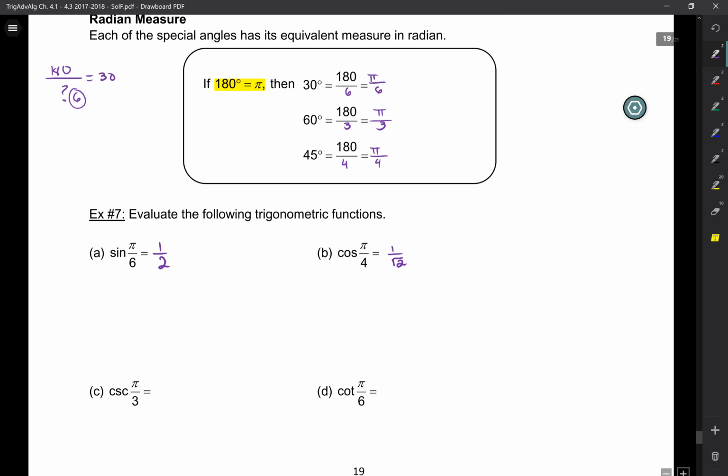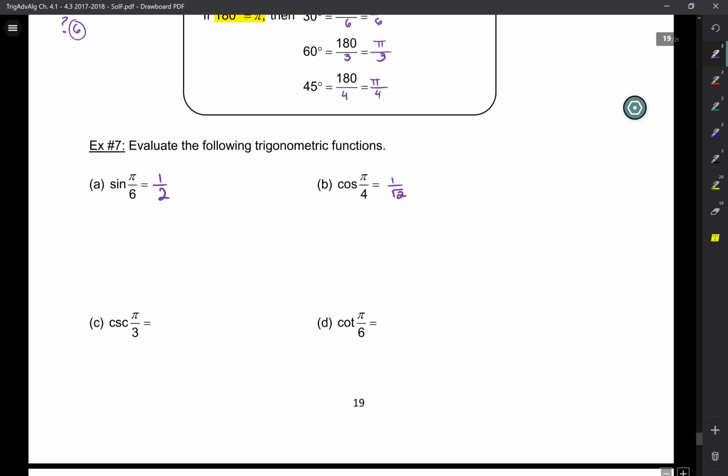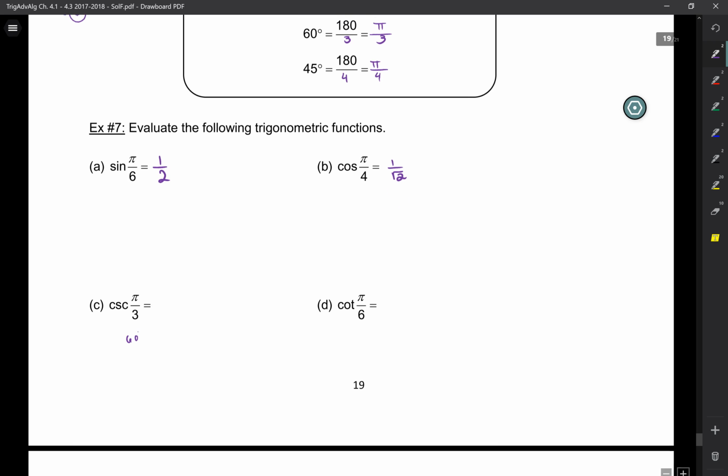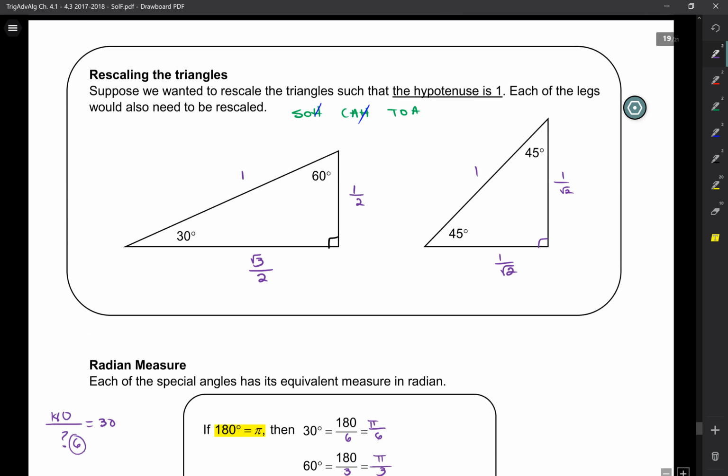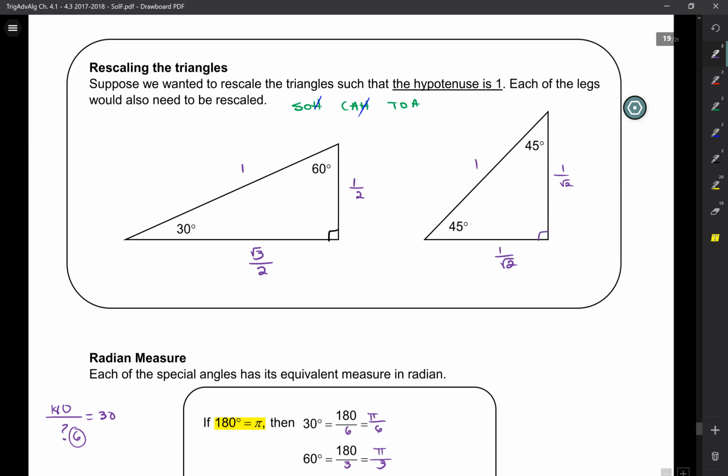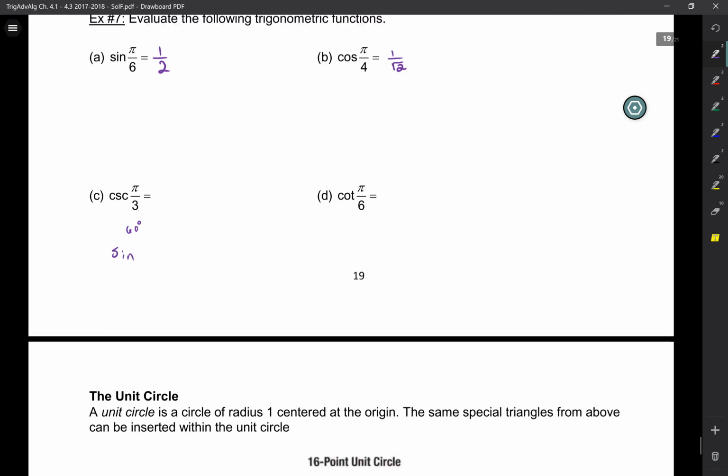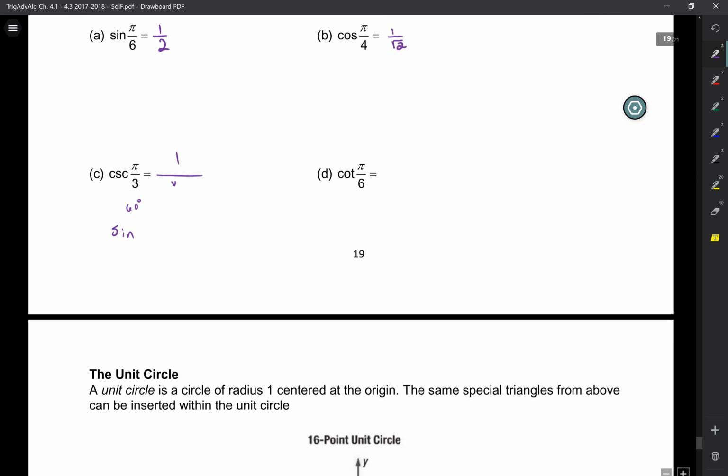Okay, now I have cosecant of pi/3. Pi/3 is like 60 degrees, right? And cosecant is like sine. So I go up here. Sine of 60 is this one. But now I'm going to take the cosecant, right? 1 over √3/2, which is just 2 over √3. So if I have 1 over √3/2, it's just 2 over √3. I just flip the fraction.